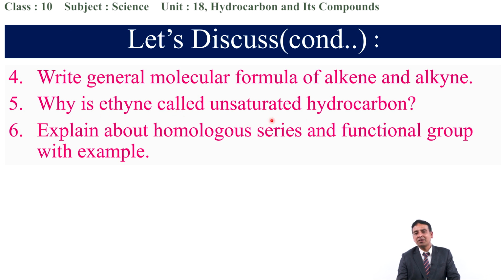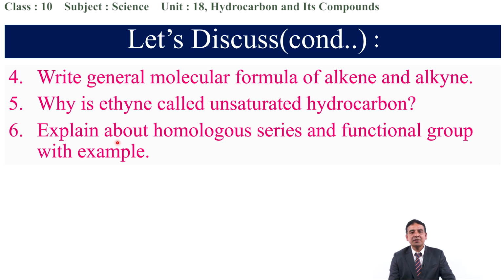Why is ethene called unsaturated? What is the reason behind this? Because if you write the molecular structure of ethene, then you should write a double bond between 2 carbon atoms. If there are 2 bonds between 2 carbon atoms, obviously it can add some other species. So it is unsaturated. This is the reason that ethene is called unsaturated.